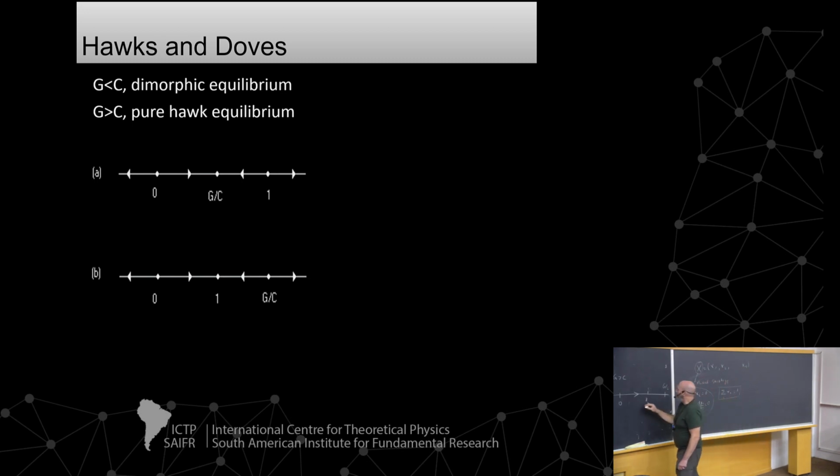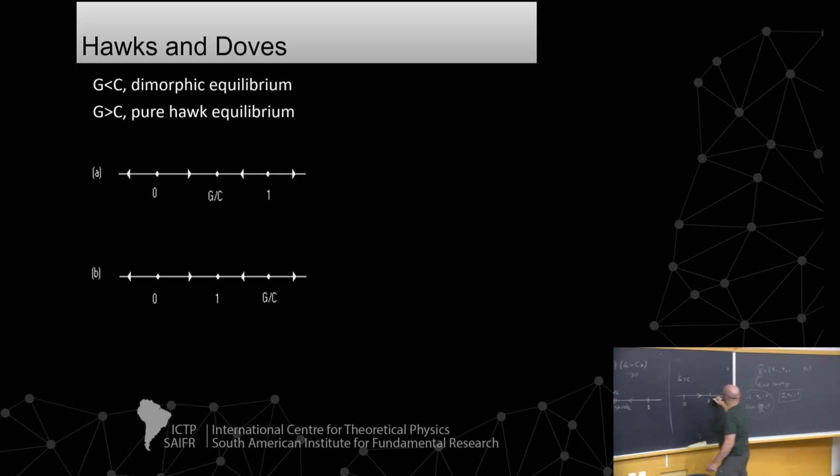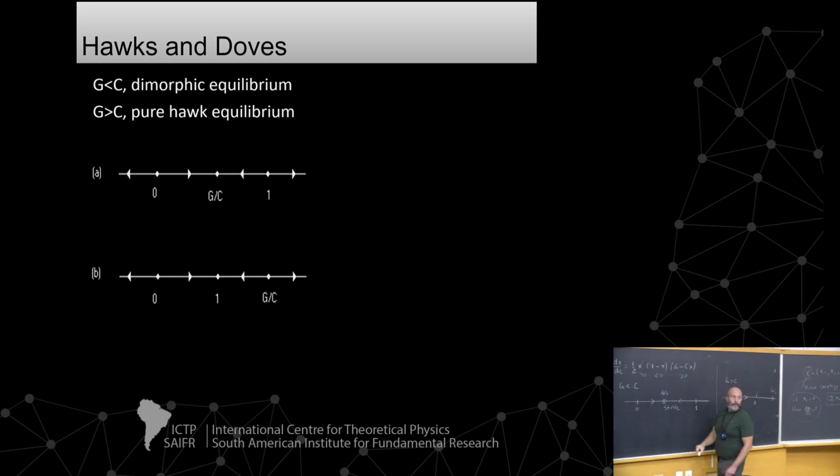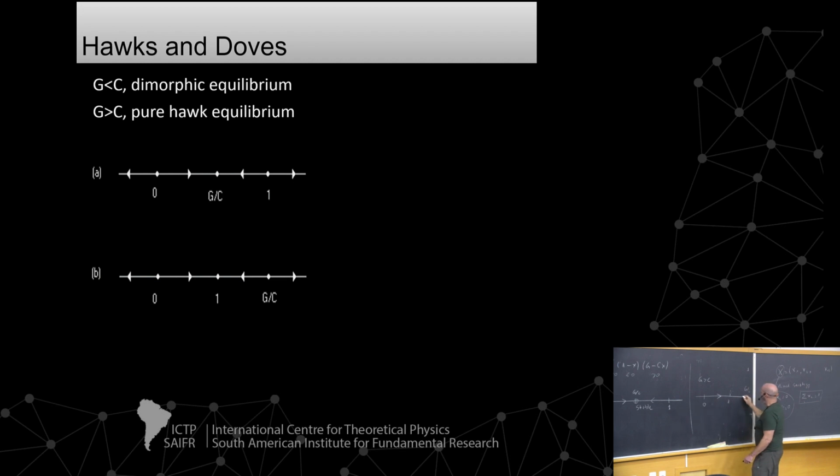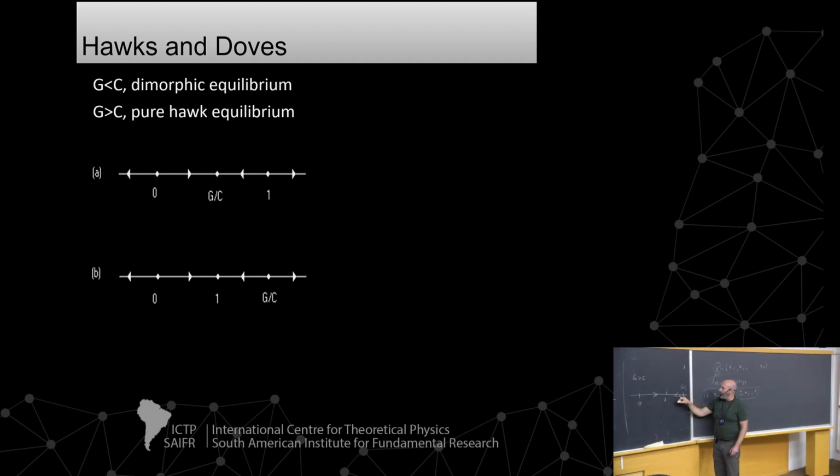But if I am here between 1 and chi over c, this is positive, but this is negative. This is positive, so again, the whole thing is negative, and the dynamics is driving me towards 1. So in this case, this is always an equilibrium. This is an equilibrium, and this is an equilibrium, but the only stable equilibrium in this case is 1. So that means that playing Hawk is the Nash equilibrium.